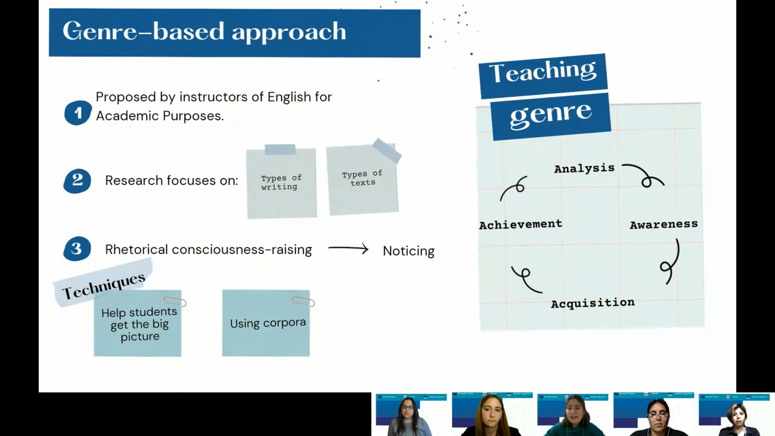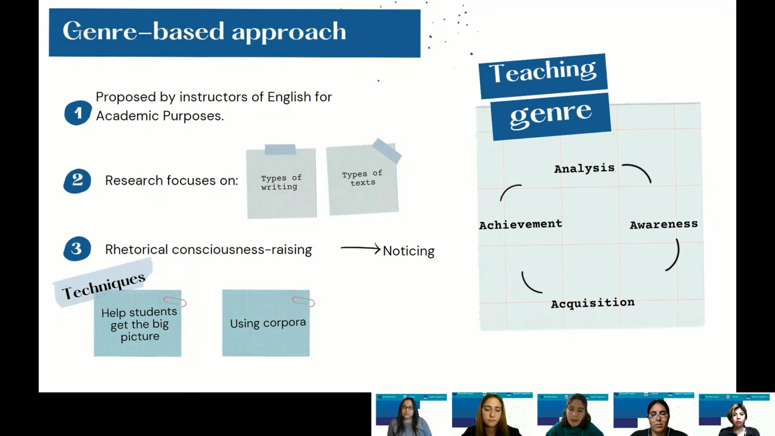One concept that is key and major to this approach is developing genre awareness. That is to say, helping students become aware of the audience, the purpose of the text, and the expectations of the audience. There is a term developed by Professor Swales, rhetorical consciousness raising. That is to say, noticing genre structure, styles, citation forms, and particular phraseology used in specific genres.